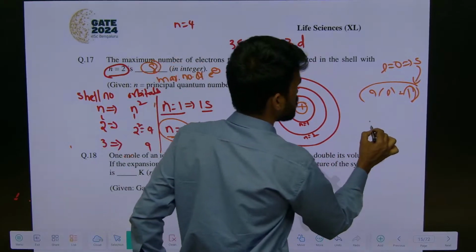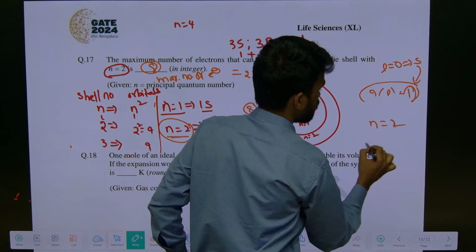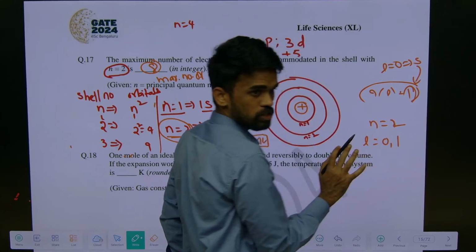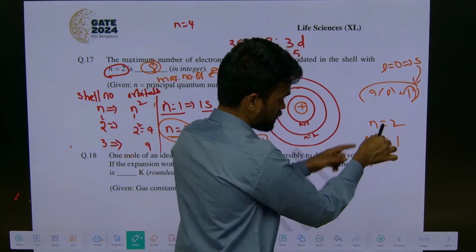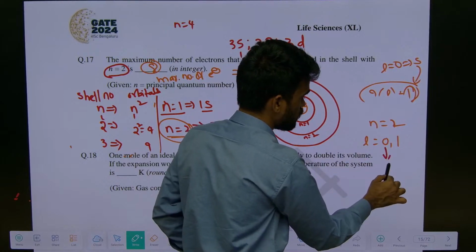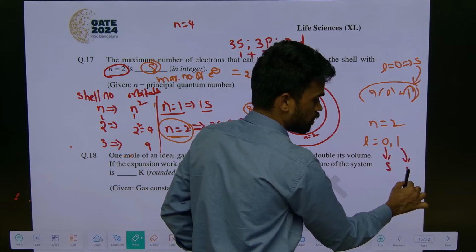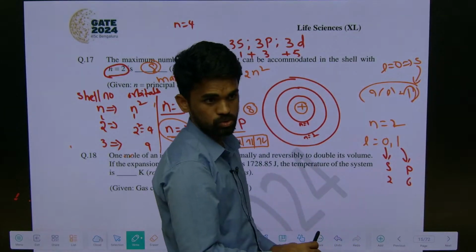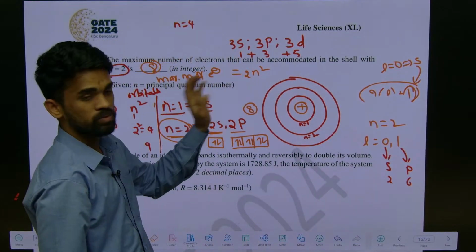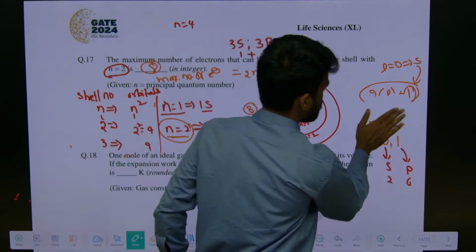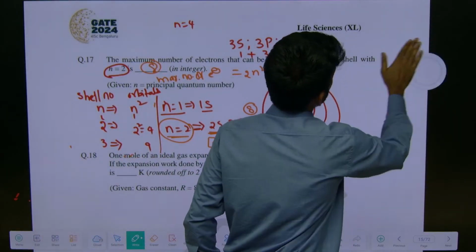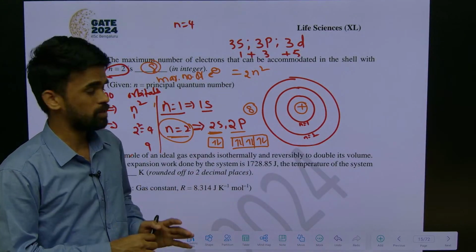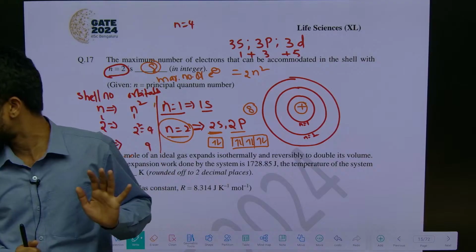See, if n equals 2, l can be 0, 1. Again, this is a lengthy process. l equals 0 means s, 1 means p. Again here 2, here 6, all these calculations you need to do. Directly you can use 2n square, the best formula to be used here. Anyway, in the exam, whatever comes into your mind, you go with that method, but this is the best method I am giving you.